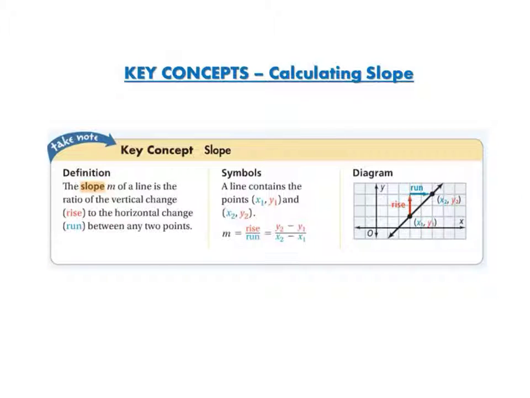The formal definition of slope of a line is the ratio of the vertical change, rise, to the horizontal change, run, between any 2 points. One way to calculate slope is by using rise over run. This is especially useful when you're looking at a graph. Another way to calculate slope is to take the difference between the two y values and put it over the difference between the two x values. By looking at the diagram, you can see that rise is either going up or down, and run is going left or right.